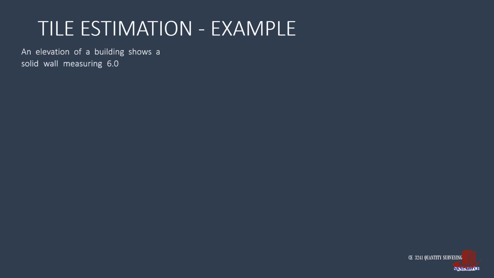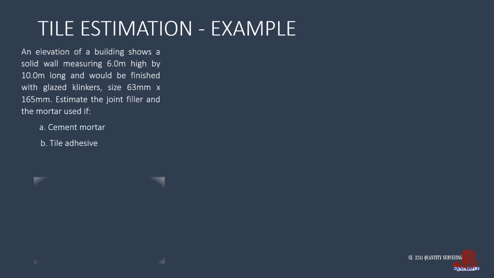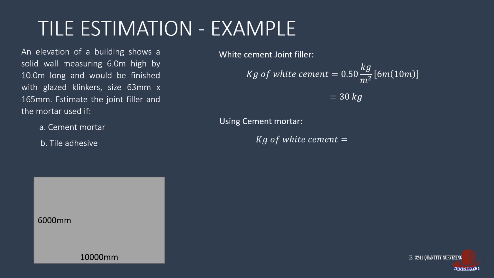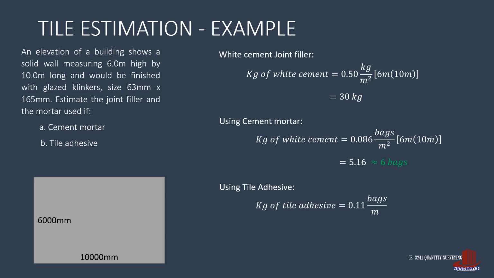Let's compute the accessories for the tiles we laid out from the previous example. Say we are to estimate the joint filler. We multiply the factor of 0.5 kilogram per square meter to the area of 6 meters by 10 meters, resulting to 30 kilograms. For the different types of mortar, starting with cement, the estimated quantity is the factor of 0.086 bags per square meter multiplied by the 6 by 10 meter area. This shows 5.16 rounded to 6 bags of cement. For tile adhesive, a factor of 0.11 bags per square meter is used to multiply the area, which yields 6.6 or taken as 7 bags of adhesive.